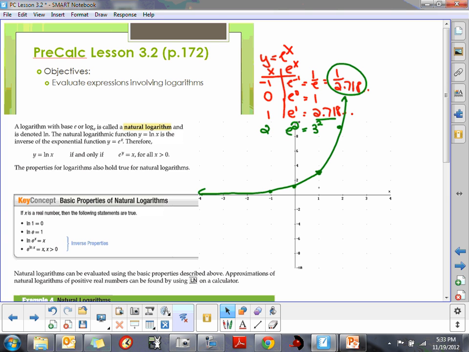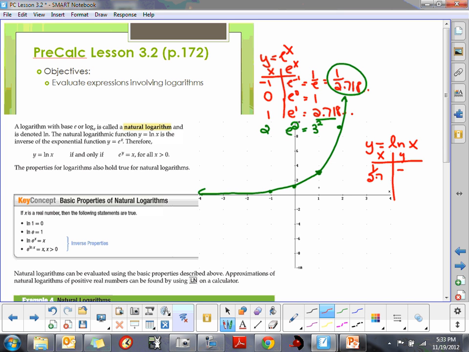So to graph our natural logarithmic graph, which means y equals the natural log of x, what we want to do is take and reverse those ordered pairs. So the x and the y in the ordered pairs get reversed. So 1 over 2.7182 gives you -1. 1 gives you a 0, and 2.7182 gives you a +1. Let me erase that so it doesn't get confused.